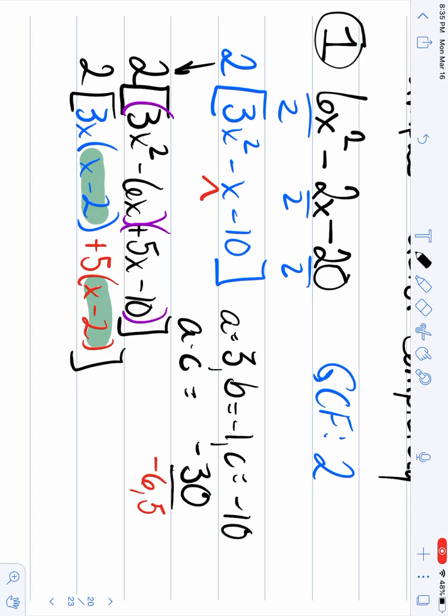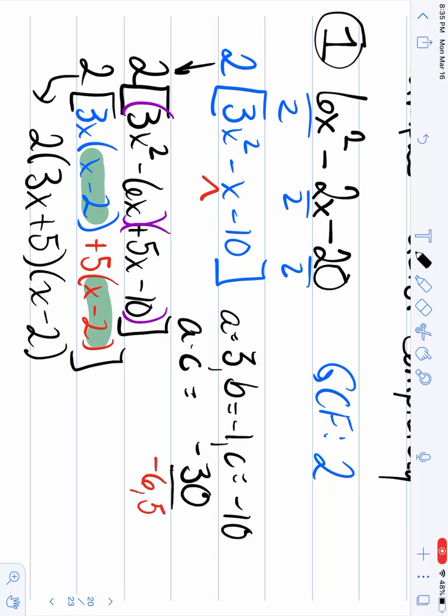I can remove the square brackets now too, okay, because I have everything ready to go for my final answer. So I'm going to bring down the 2 one more time. So it's going to be 2 times 3x plus 5 times x minus 2. Okay? That's the final answer. And that's how we factor an expression completely. We have to just incorporate all of our techniques to make it happen.